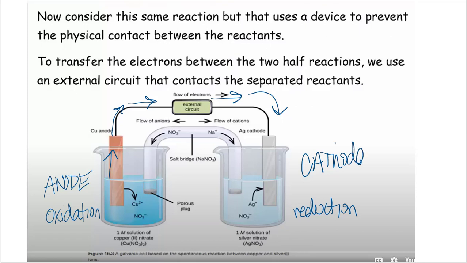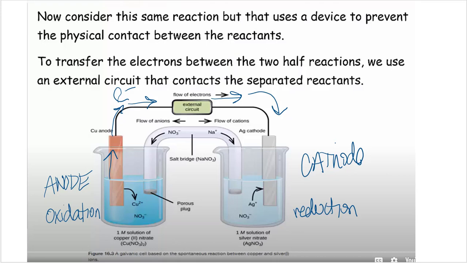And it's going in that particular direction. So this is the electron flow, kind of in a clockwise fashion from anode to cathode. Okay, that needs to be in your brain. So think of the chemistry that's happening here.